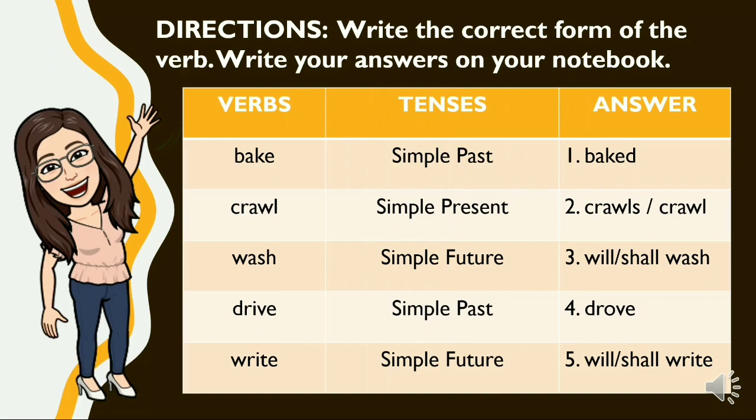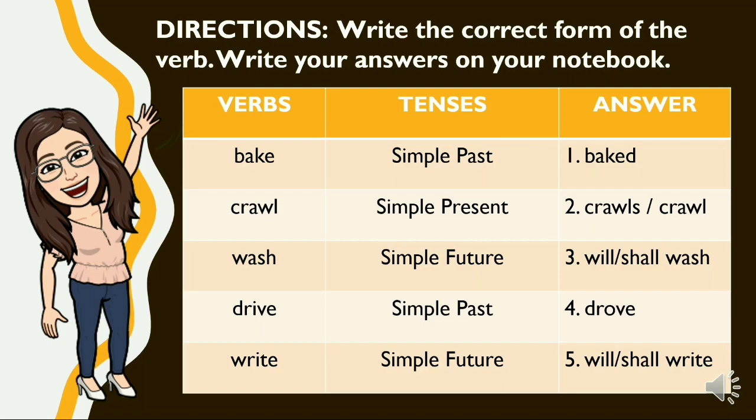So these are the correct answers. Number 1, bake. For simple past, bake, you will just add ed. Number 2, crawl. Simple present. If the noun is singular, you will just add s, crawls. If the noun is plural, you will not add s. It will remain crawl.